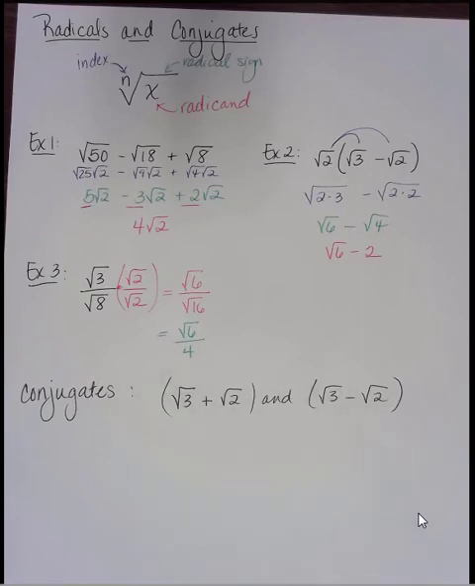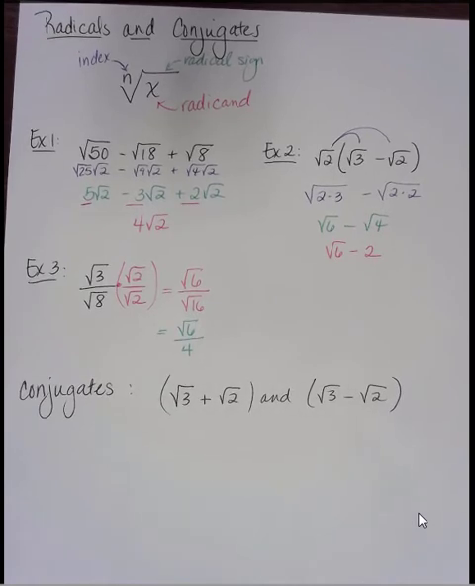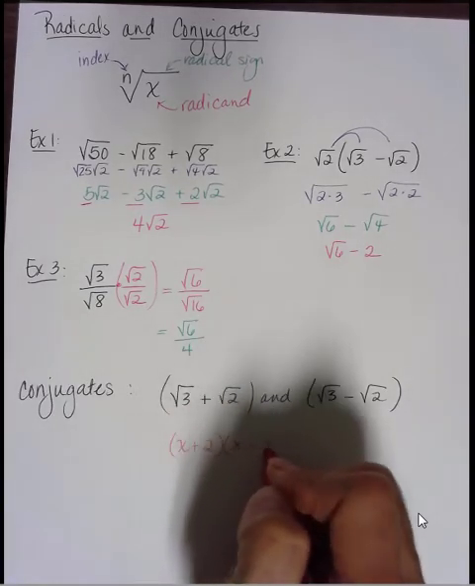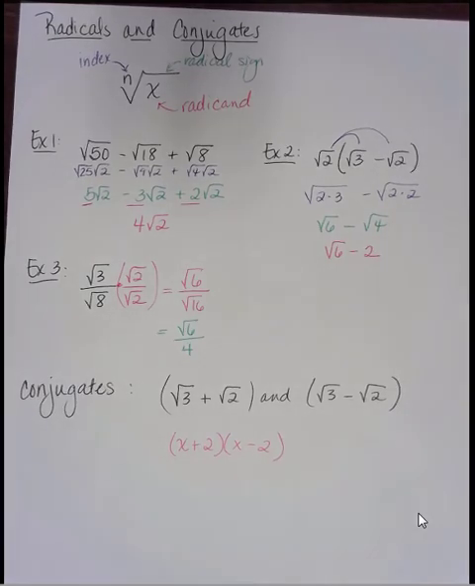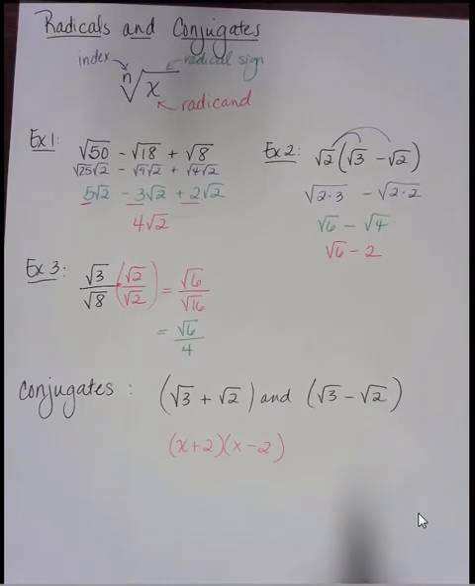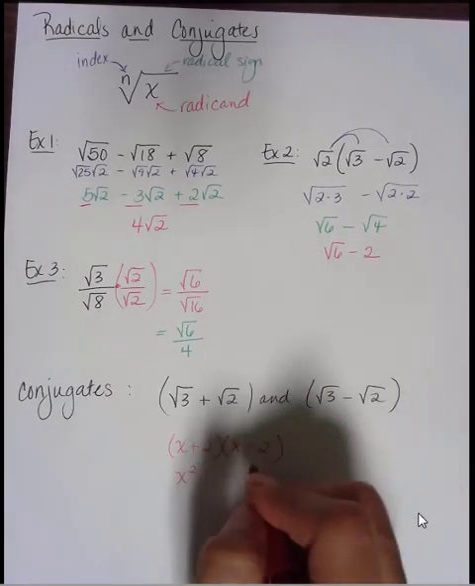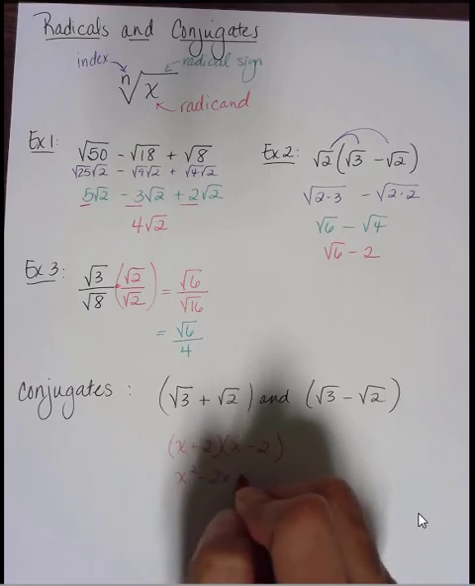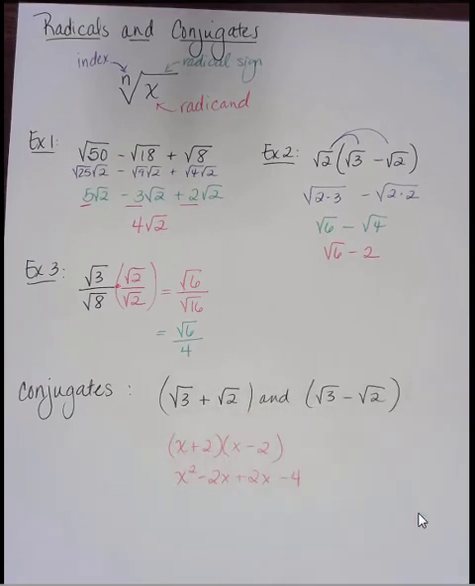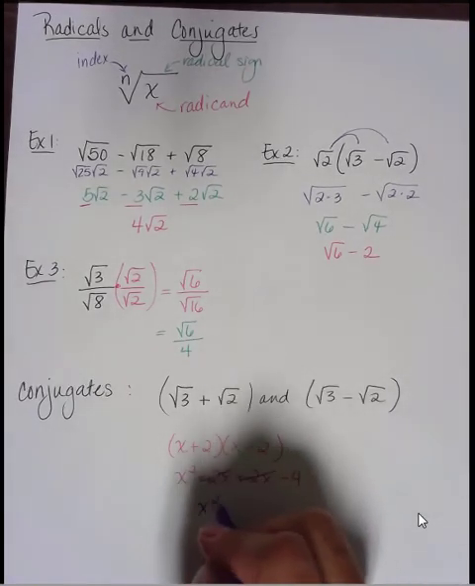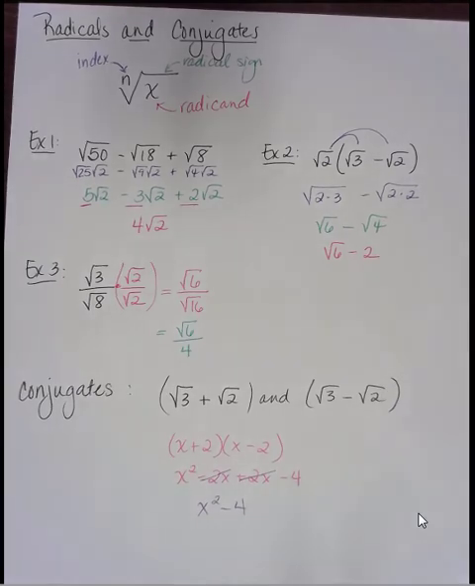These two are conjugates. Where have we seen conjugates before? Well, we've seen them when we have something like x plus 2, x minus 2. Okay, x plus 2 and x minus 2, these are conjugates, or a conjugate pair, if you will. And what happens when we multiply these two? The difference of perfect squares. Those middle terms will cancel. And so once we multiply them, we are left with x squared minus 4. Okay.